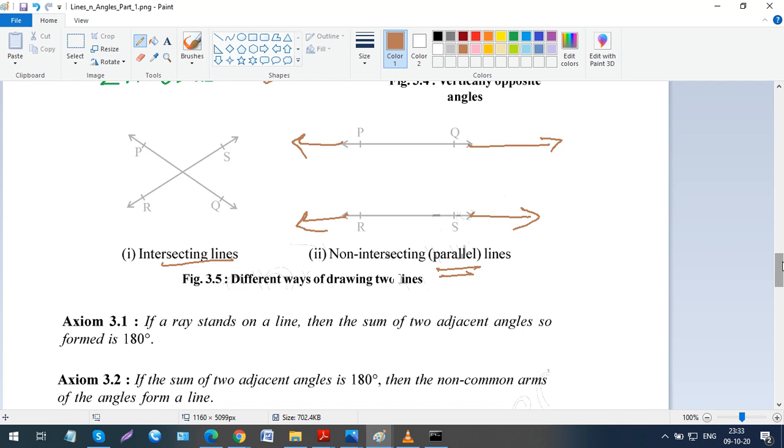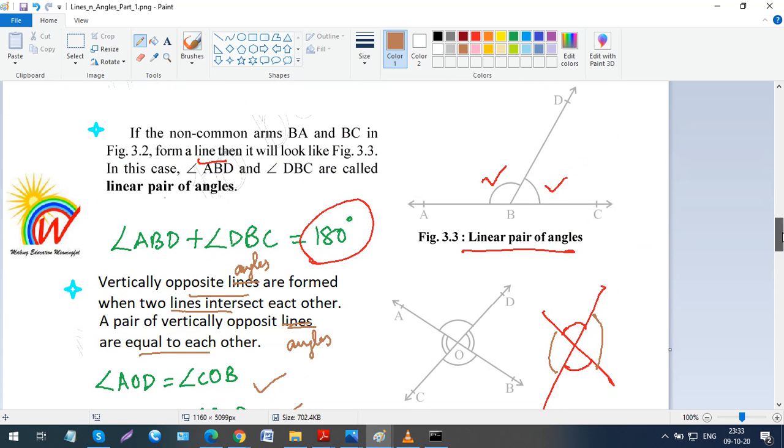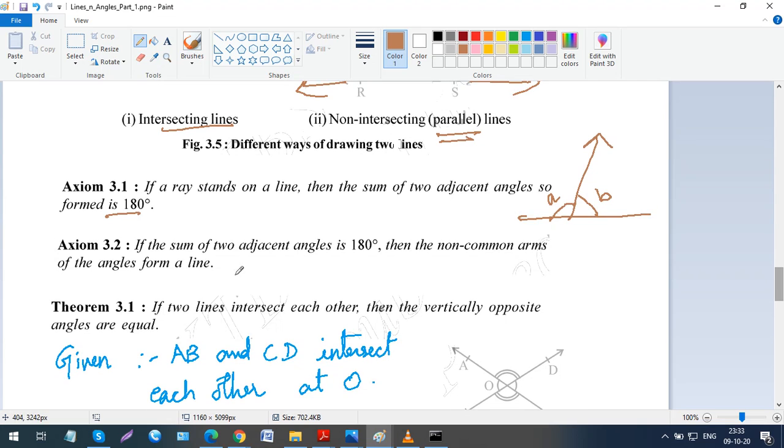Okay, now here you have an axiom. It says, if a ray stands on a line, then the sum of two adjacent angles so formed is 180 degrees. This means if there is a line and there is a ray which is standing on the line, then this plus this will be 180 degrees. That is the linear pair which we just learnt over here. You see, on top we learned the linear pair, no, that one. Okay, now the next thing is, if the sum of two adjacent angles is 180 degrees, then the non-common arms of the angles form a line.